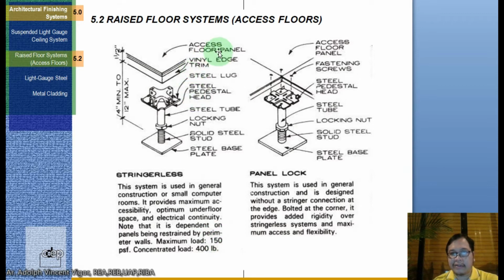Okay, so this is an example. So this is the floor panel. This is the vinyl edge trim. It's a steel lug, a steel pedestal head, the steel tube, the locking nut, then the solid steel stud, and then the steel base plate. So it's a minimum of 4 inches to a maximum of 12 inches.